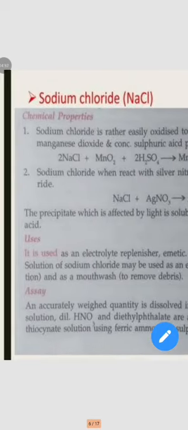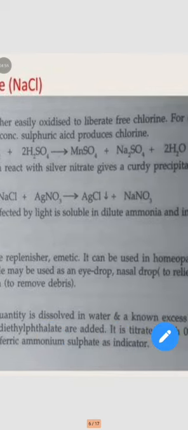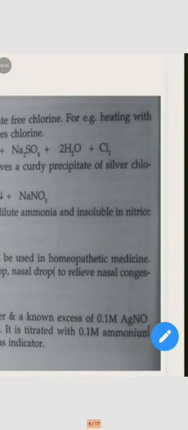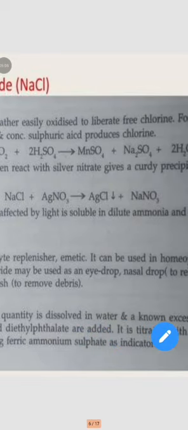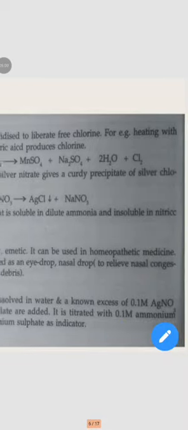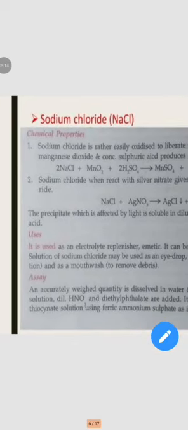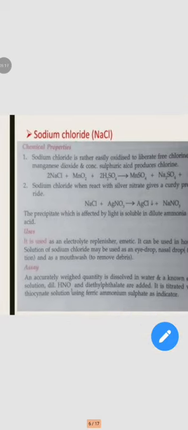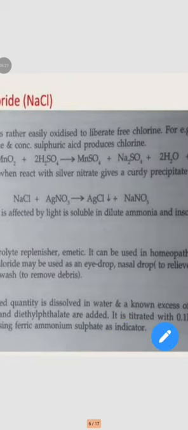The chemical properties of sodium chloride. Sodium chloride is rather easily oxidized to liberate free chlorine. For example, heating with manganese dioxide and concentrated sulfuric acid. Sodium chloride is heated with manganese dioxide MnO2 and concentrated sulfuric acid H2SO4 and produces chlorine.